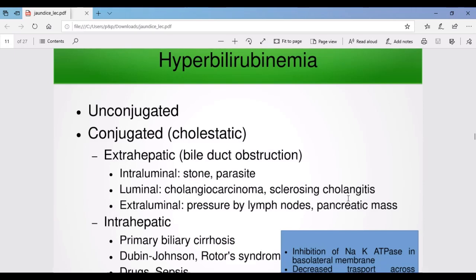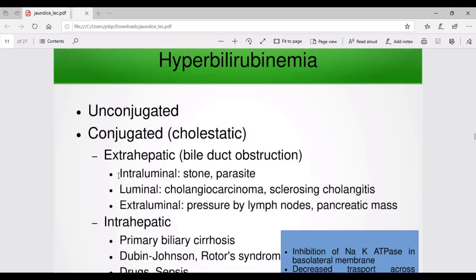And this obstruction can be either extrahepatic obstruction or intrahepatic obstruction. When we speak about extrahepatic obstruction, this is the obstruction of the bile duct itself. And any obstruction of any duct in our bodies, we can classify it further into intra-abdominal obstruction, like by a stone in the common bile duct, or some parasites which inhabit the common bile duct.